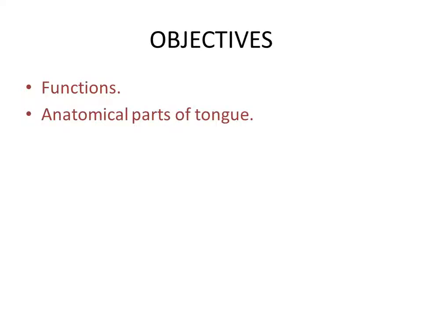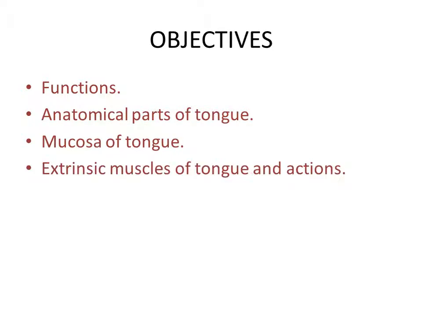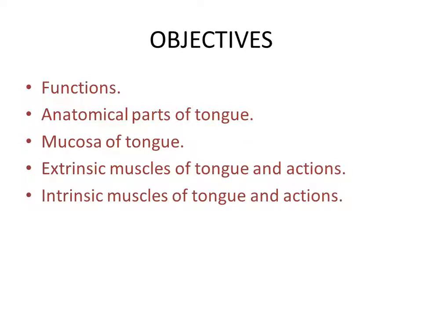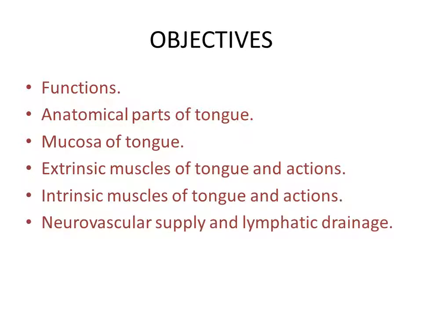Objectives of today's topic are to learn functions of the tongue, anatomical parts of the tongue, most important, mucosa of the tongue, especially special mucosa, extrinsic muscles of the tongue and their actions, intrinsic muscles of the tongue and their actions, neurovascular supply and lymphatic drainage, and most importantly, clinical anatomy.